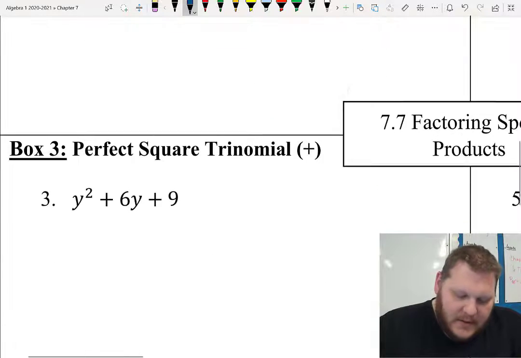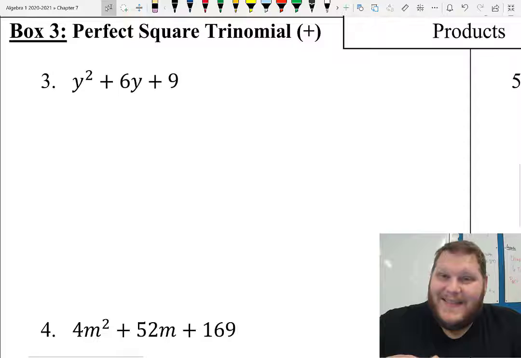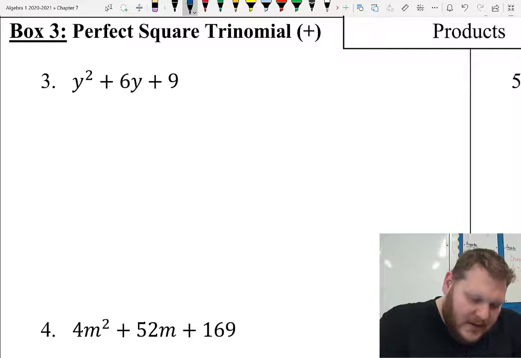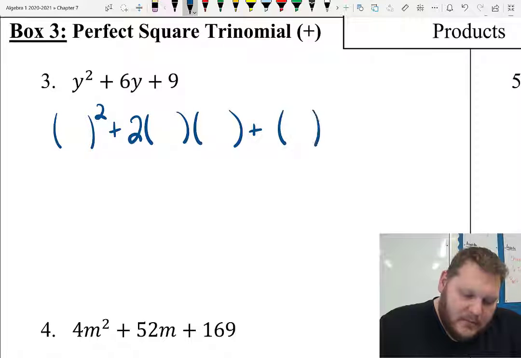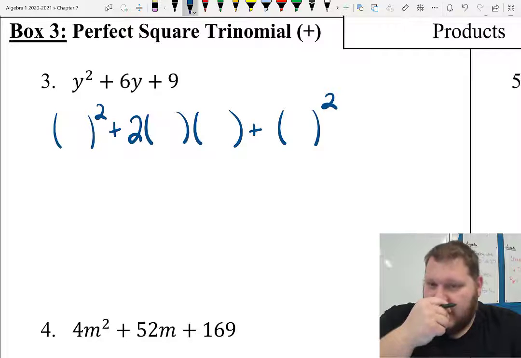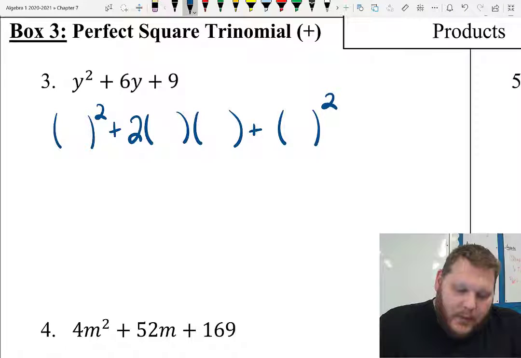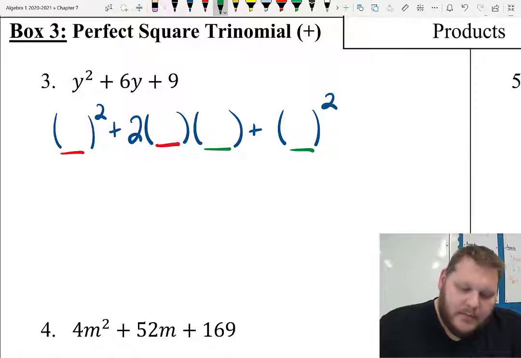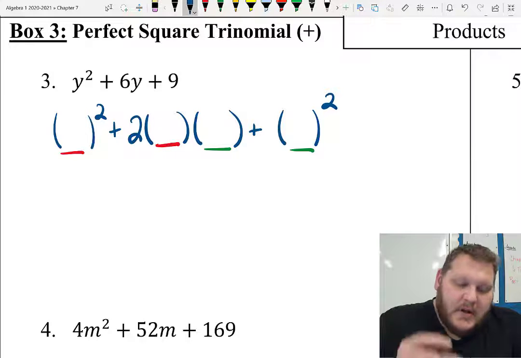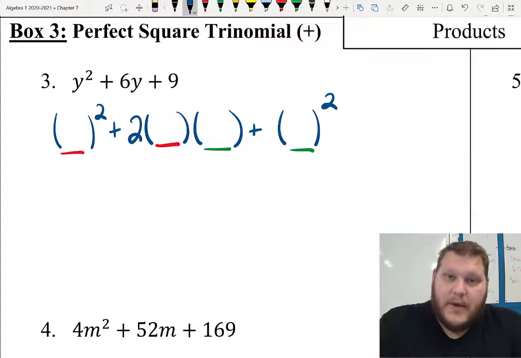So what that looks like, the pattern I'm trying to get this to fit in is that this thing squared plus 2 times my first parenthesis times my second parenthesis plus my last thing squared. Right, where maybe I'll do this in different colors. So this is the same here, and green here. So I always start on the ends, right? My first term and my last term.